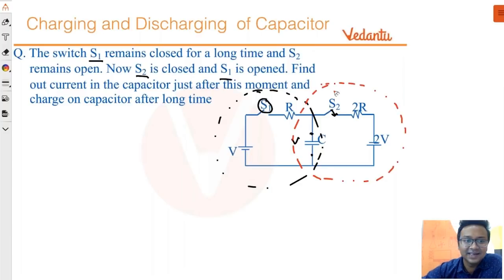Okay, students. Now, what is the question asked to us? Find out the current in the capacitor just after this moment and the charge on the capacitor after a long time.